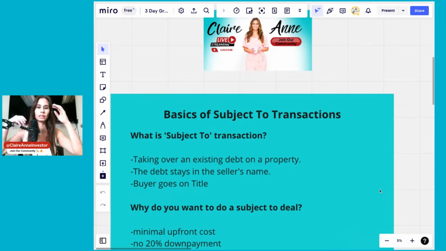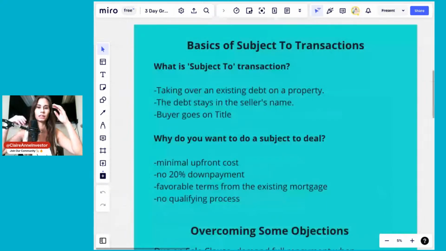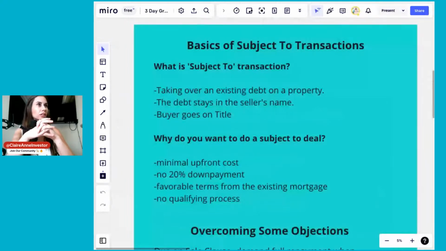So the first thing is, what exactly is a subject to transaction? I wish John Anthony and Manuel were here. It's basically taking over an existing debt on a property, so the mortgage. If I owe $300,000, that means I'm taking over that debt, subject to even all the liens sometimes, depending on if it makes sense. Somebody asked me about solar panels recently. It depends if it makes sense or not, but a lot of solar companies are extremely hard to work with. So in any subject to transaction, we are taking over the debt.